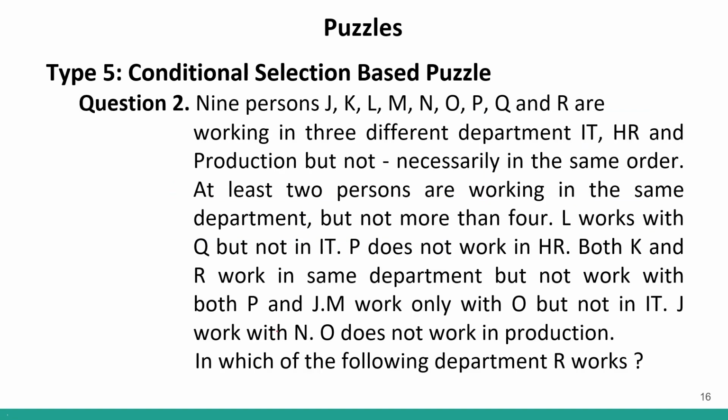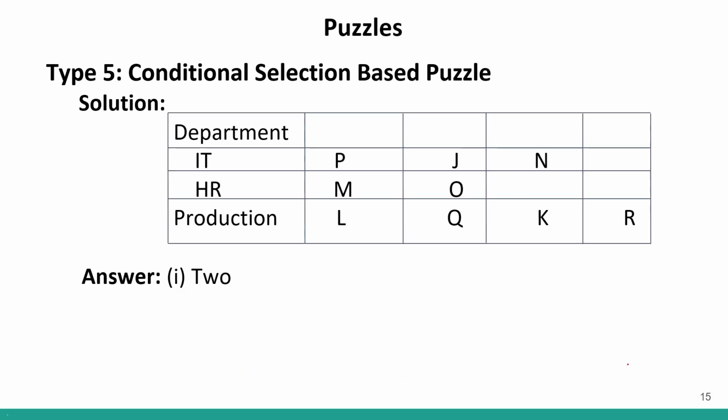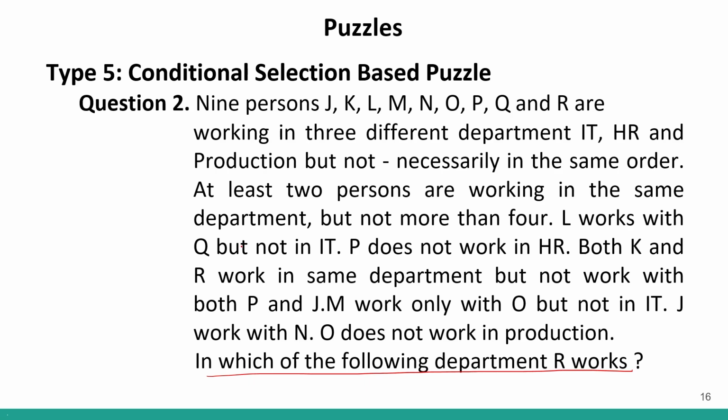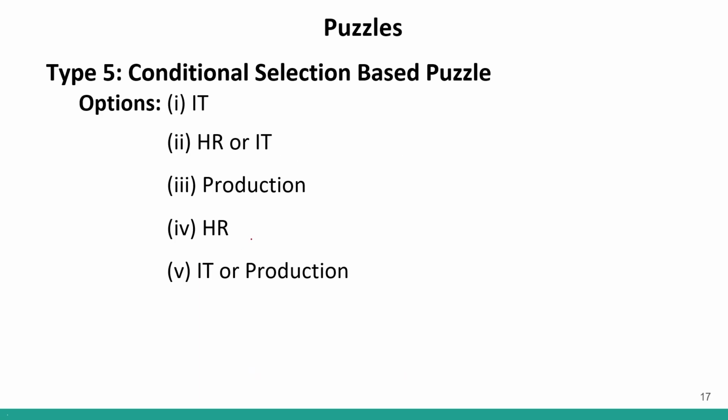The same data is given to us, but the question is different. In which of the following departments does R work? So we have to identify in which department R works. This was the arrangement that we made. R works in production. So coming to the options of question number 2, we have production in option number 3.